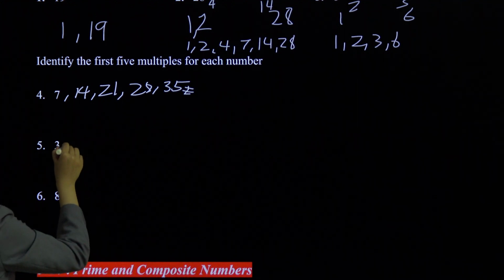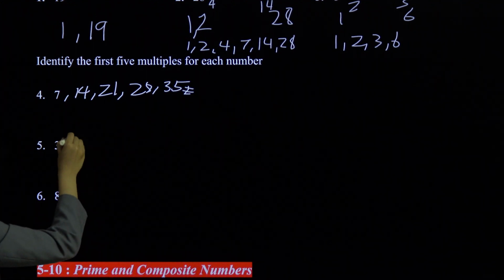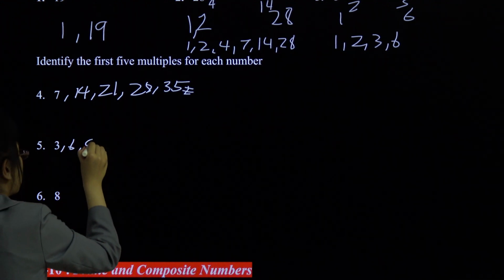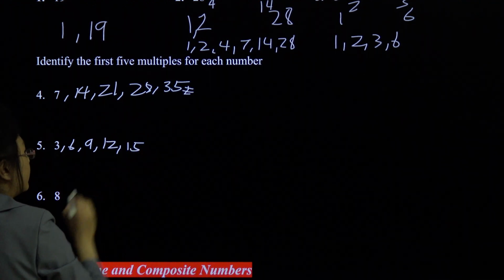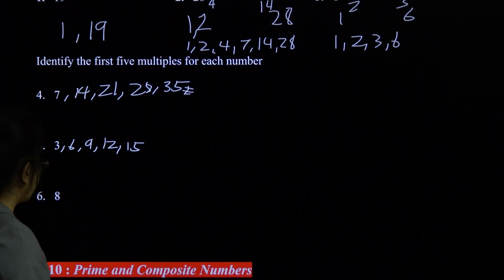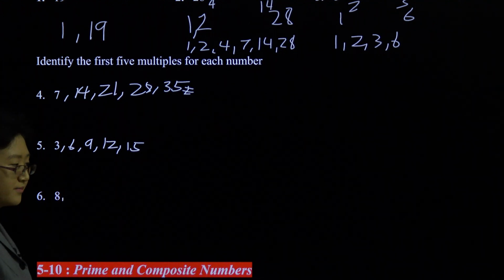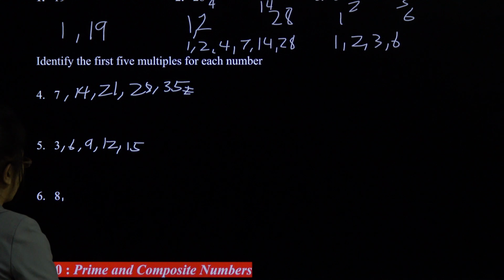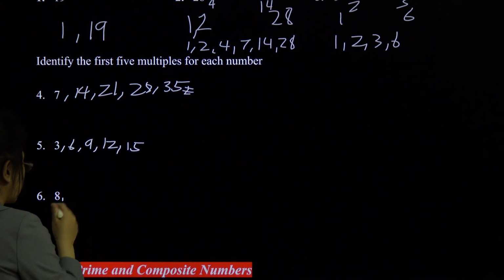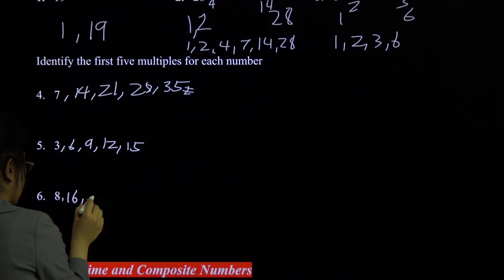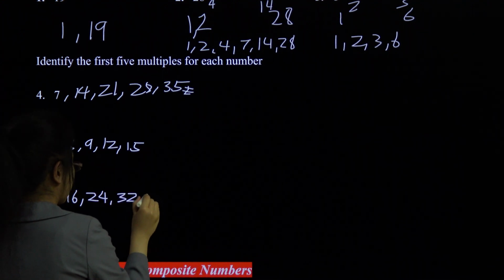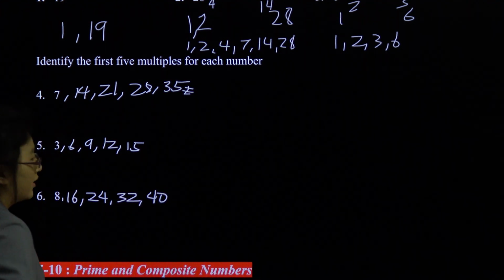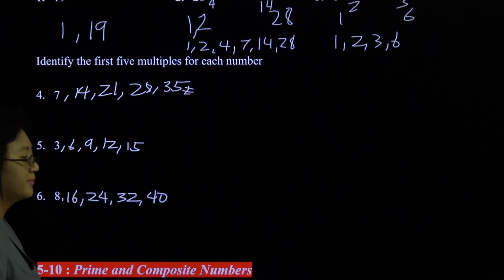3. 3 times 1 is 3. 3 times 2, 6. 3 times 3, 9. 3 times 4, 12. 3 times 5, 15. First 5 multiples of 3 right there. 8. 8 times 1, 8. 8 times 2, 16. 8 times 3, 24. 8 times 4, 32. 8 times 5, 40. First 5 multiples of 8.